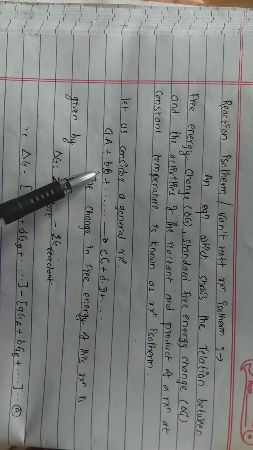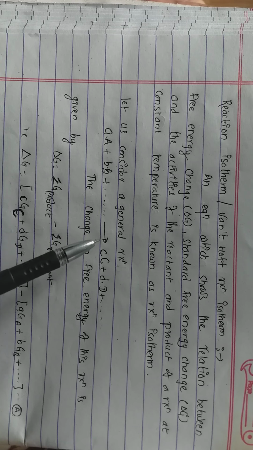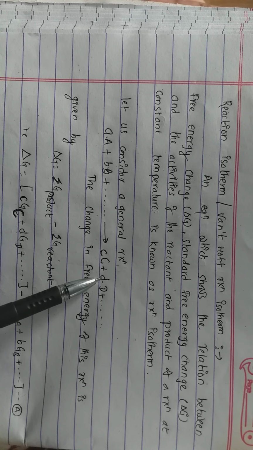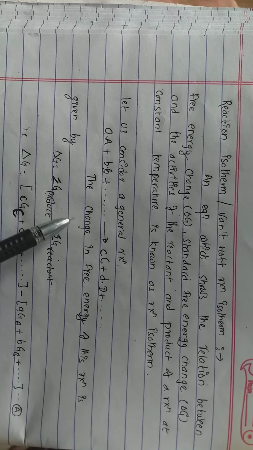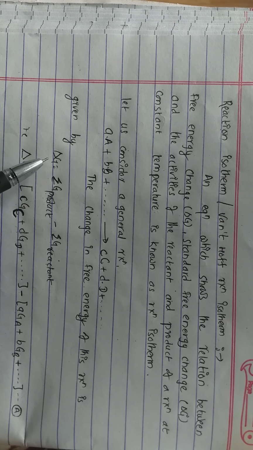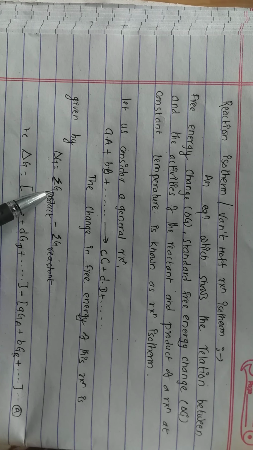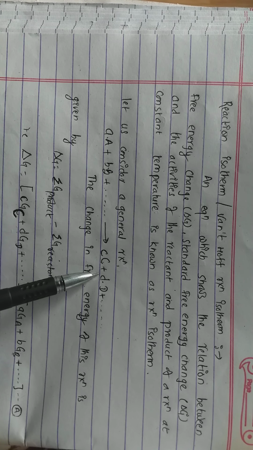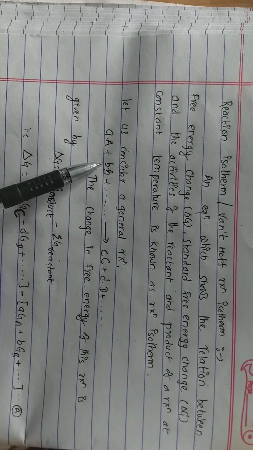aA + bB + ... gives, on the product side, cC + dD + ... The change in free energy of this reaction is given by ΔG, the free energy change, equal to the summation of G of the product side minus the summation of G of the reactant side.